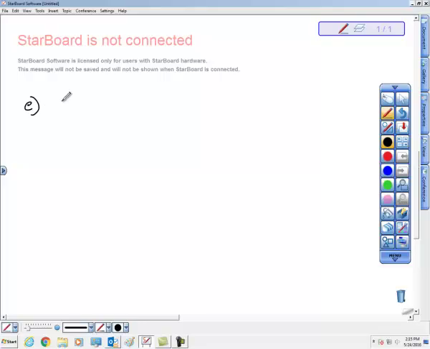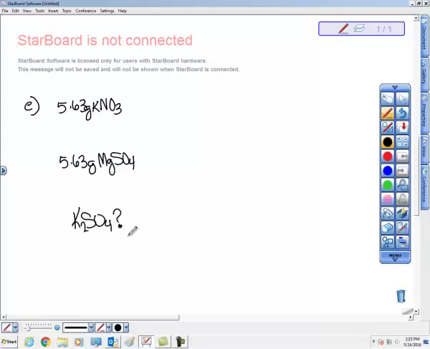Okay, so on this one, they gave you 5.63 grams of KNO3 and 5.63 grams of MgSO4. And they want to know which one is your limiting reagent, what's your theoretical yield for K2SO4. So we're trying to get to K2SO4. This is what they want to know about. How much is leftover excess? What if I actually only made 1.35 grams of this? What would be your percent yield? So lots of good questions here.